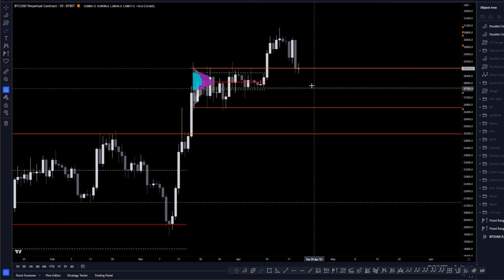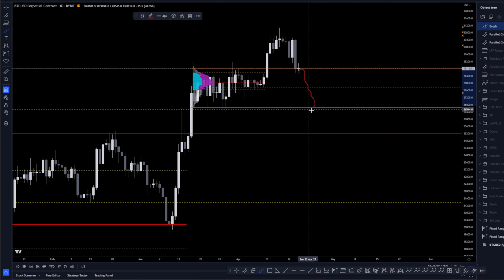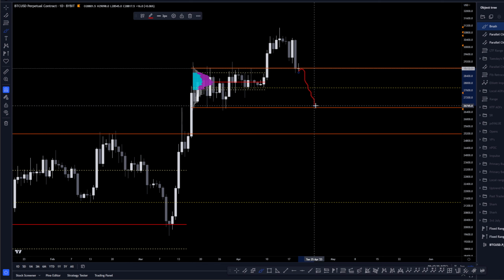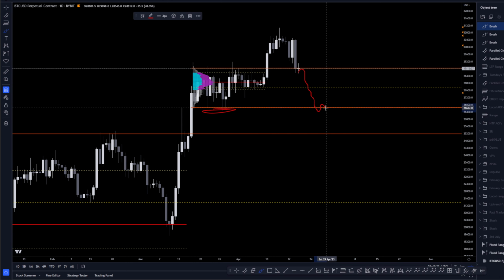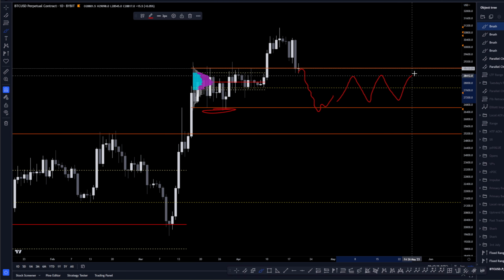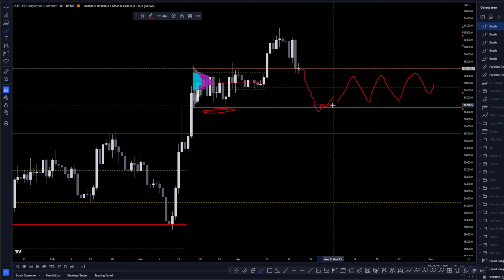Now, if it doesn't get a reaction here, then quite simply, you'd be looking down towards the range lows. Getting back down towards these range lows is not going to look very healthy, but if you do get back towards these range lows, then you've got a pocket of liquidity here. You could be looking just to continue trading this range, but you want to see that reclaim. You'd want to see that sign of strength.